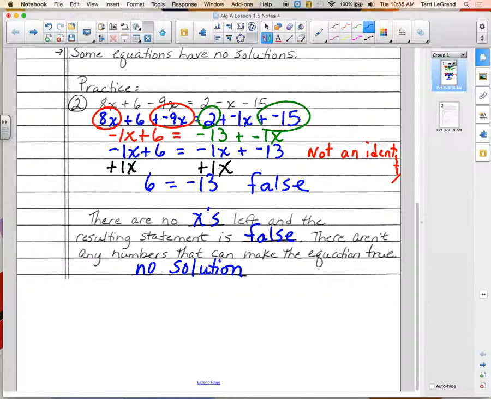So, is this what's going to happen all the time now? Infinitely many solutions or no solution? Is that what's going to happen every single time? No. It can happen along with our getting a solution, one solution. It can happen, but it doesn't mean it's going to happen all the time.